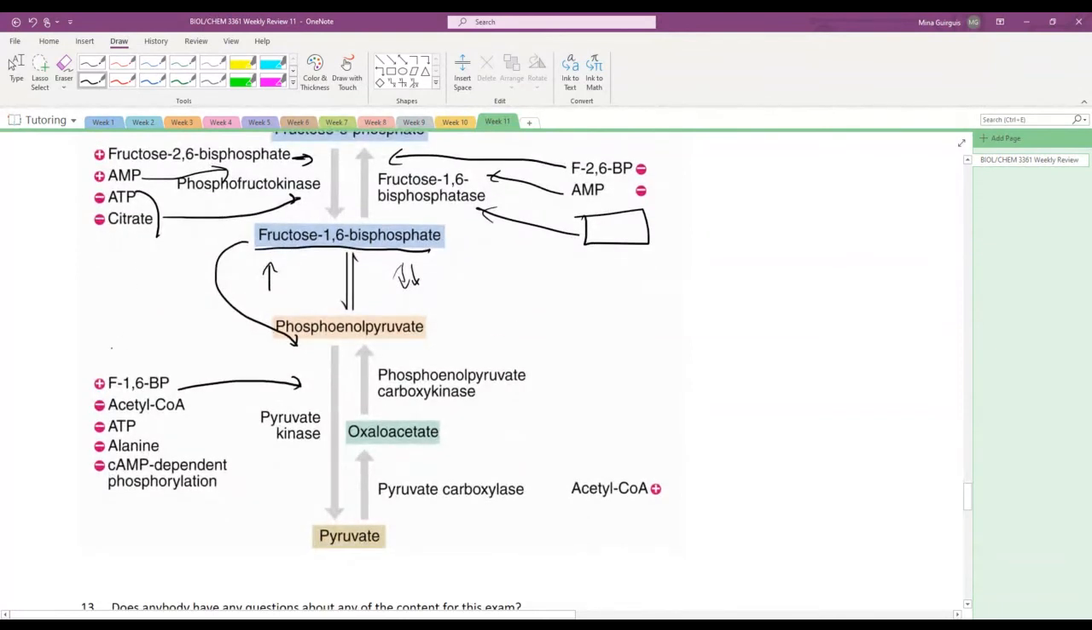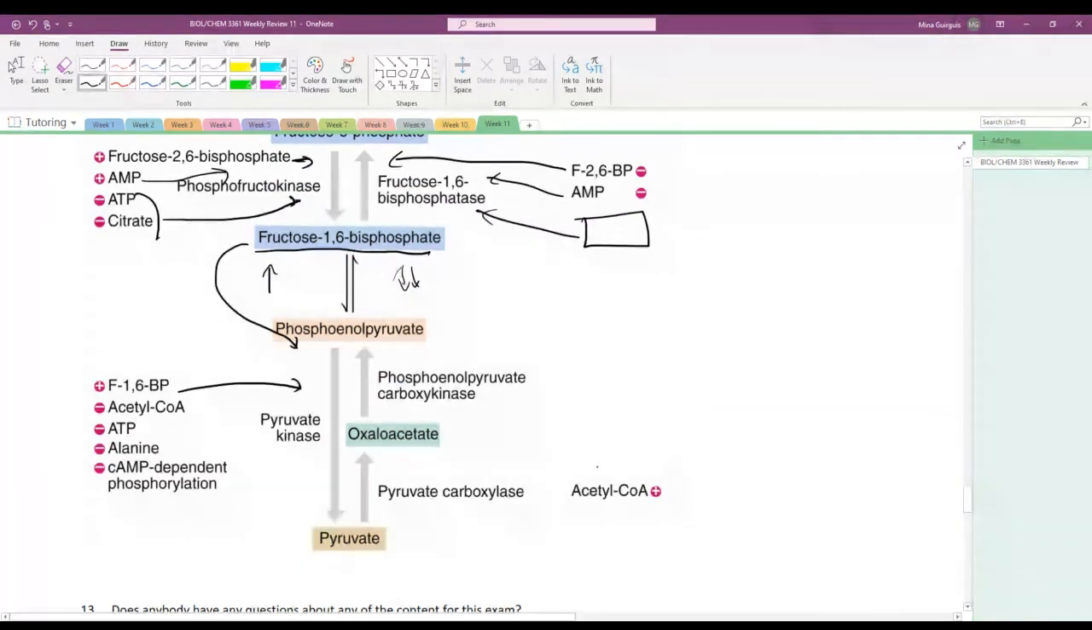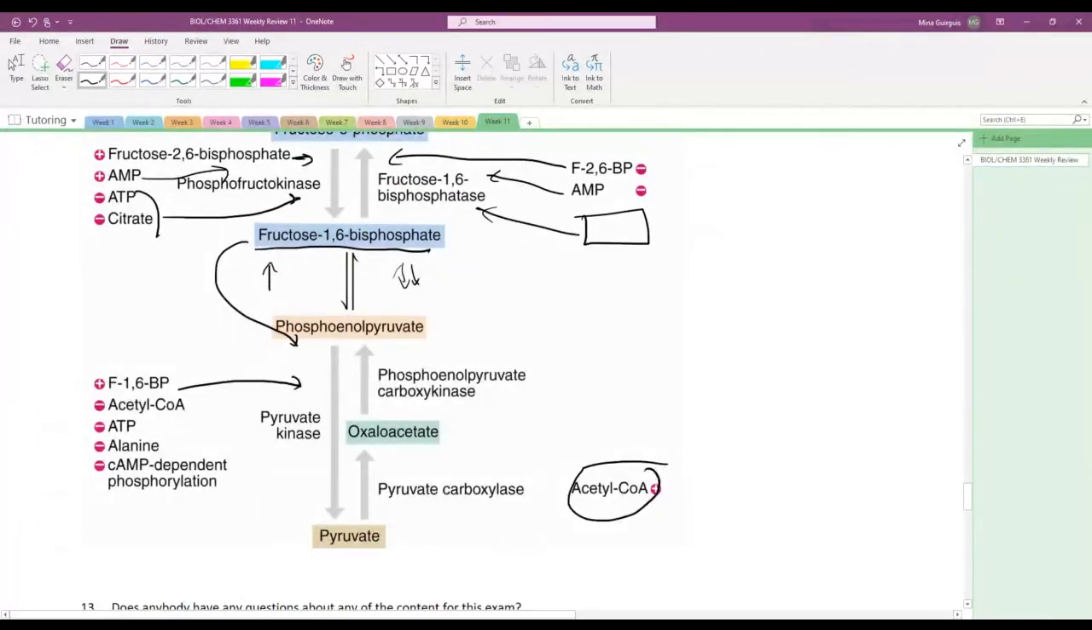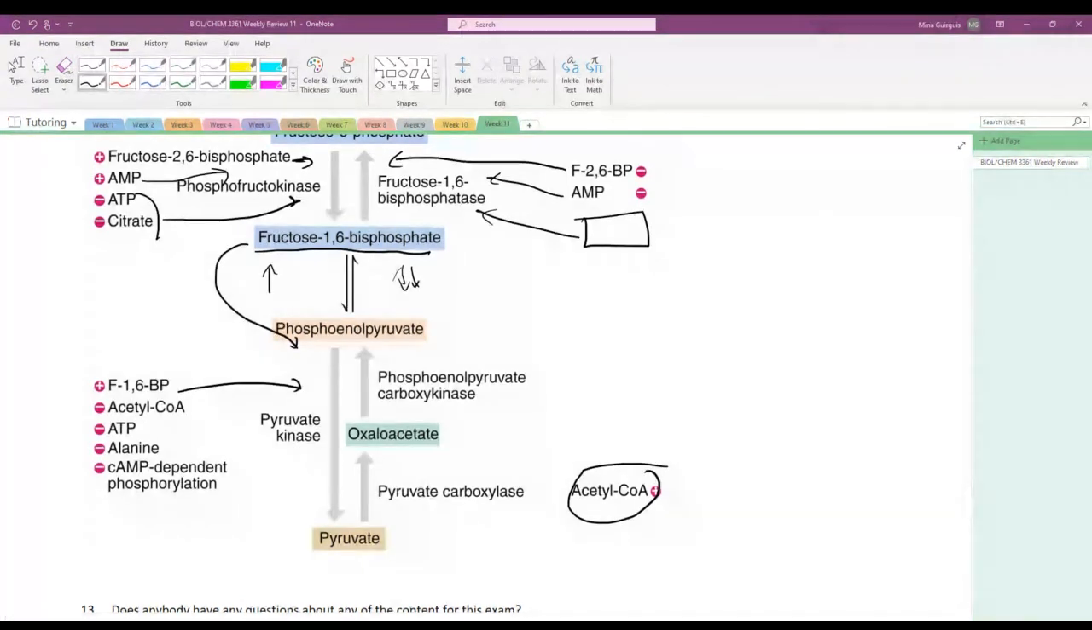Acetyl-CoA inhibits the forward reaction, and same with ATP by the way, because when you've got high concentrations of those, you have high energy status. High energy status means we don't need more. Okay, that's also why acetyl-CoA activates the reverse reaction. Alanine and cAMP-dependent phosphorylation are somewhat minor. I don't see them asked about often, if at all, but I do want to make sure that I at least bring them up because they are somewhat important.